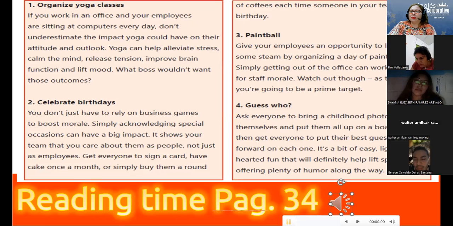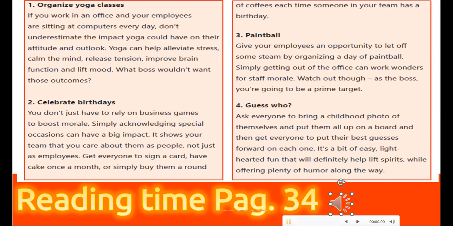Number three, paintball. Give your employees an opportunity to laugh off some steam by organizing a day of paintball. Simply getting out of the office can work wonders for staff morale. Watch out though, as the boss, you're going to be a prime target. Number four, guess who? Ask everyone to bring a childhood photo of themselves and put them all up on a board and get everyone to put their best guesses forward on each one. It's a bit of easy, lighthearted fun that will definitely help lift spirits while offering plenty of humor along the way.